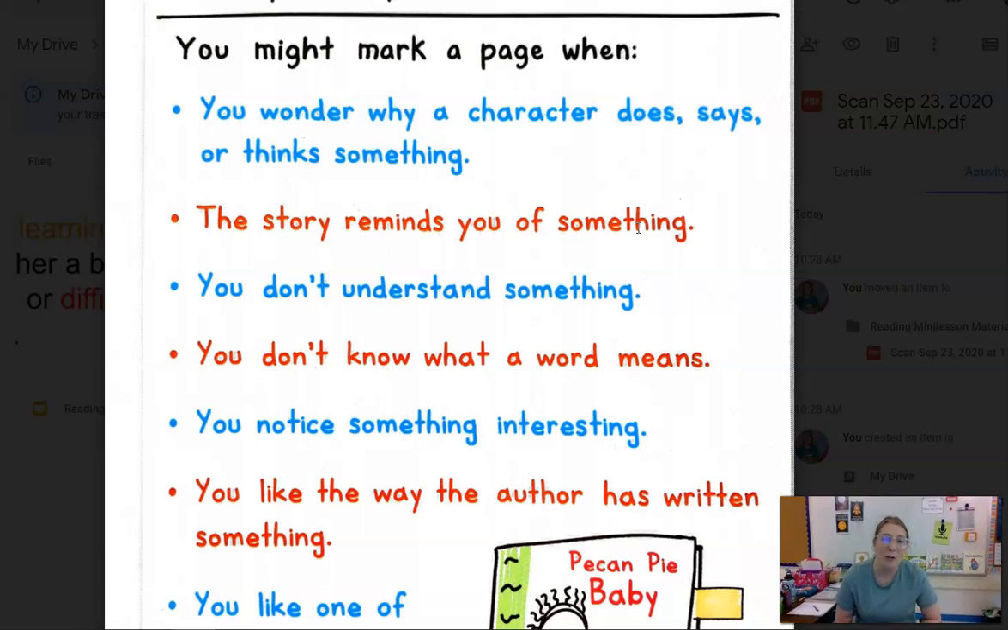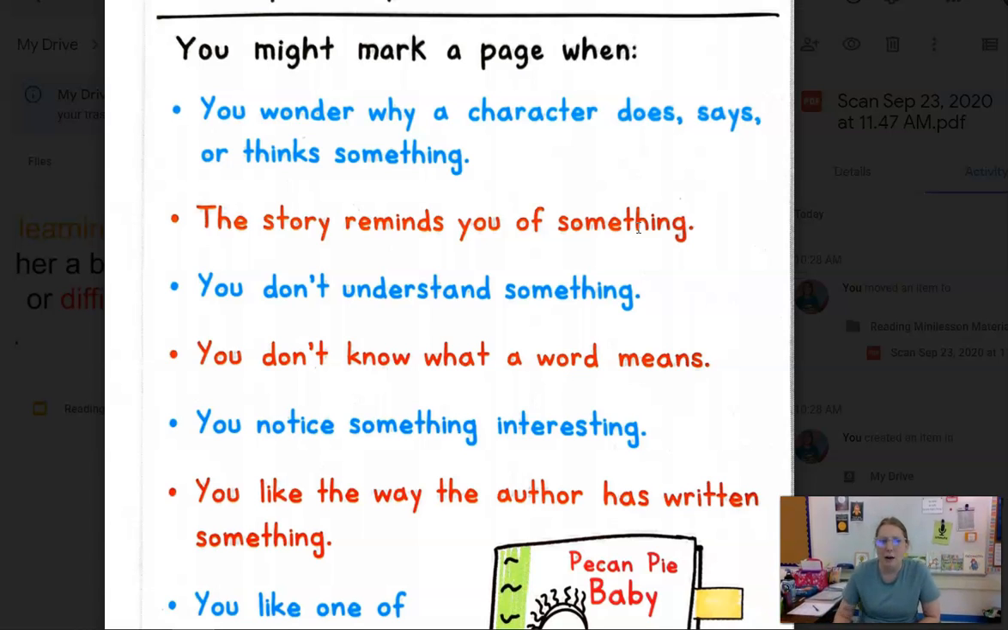You might mark a page when you like the way the author has written something. Maybe the author has written a poem or they've explained the sky in such a pretty way that you really connect with. That's something that you could definitely mark up.